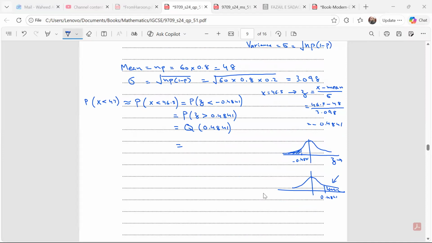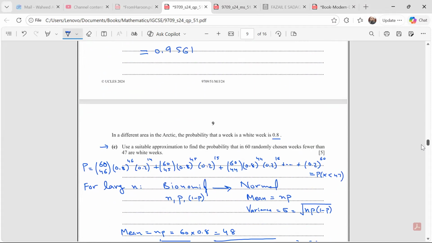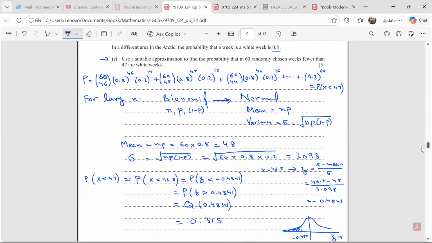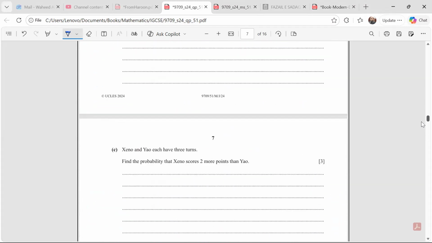Now this Q function, what did we find? 0.315. So this is the approximate probability, but why is it approximate? Because I am converting this discrete into a continuous value. I hope you understand all this question and all the logic behind every step.